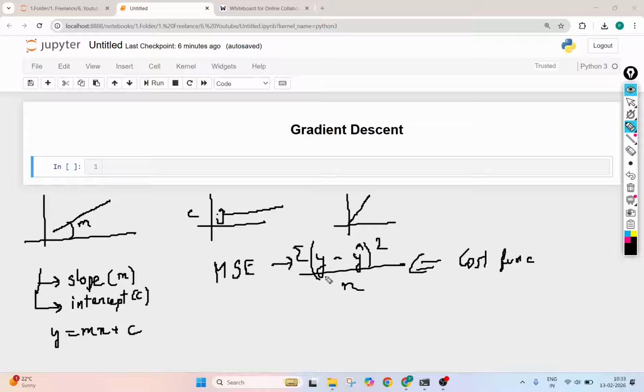Therefore, we should ideally work towards a way to iteratively try out numerous slopes and intercepts to end up with the most optimal one, correct? And this is exactly where gradient descent comes into the picture. Gradient descent is nothing but an optimization algorithm that is used to minimize the cost function. All right.